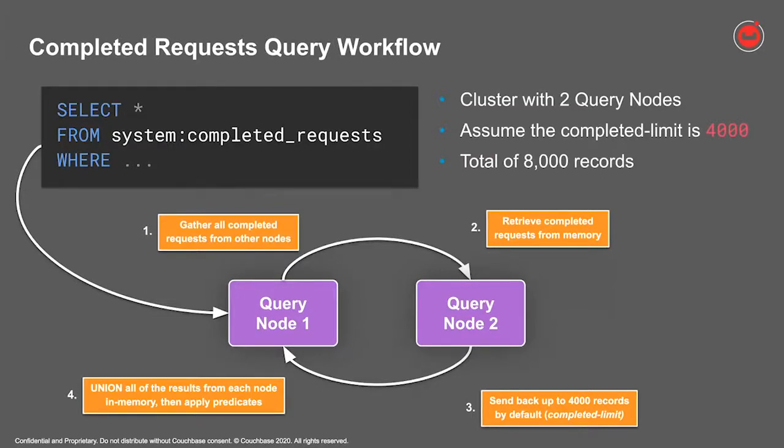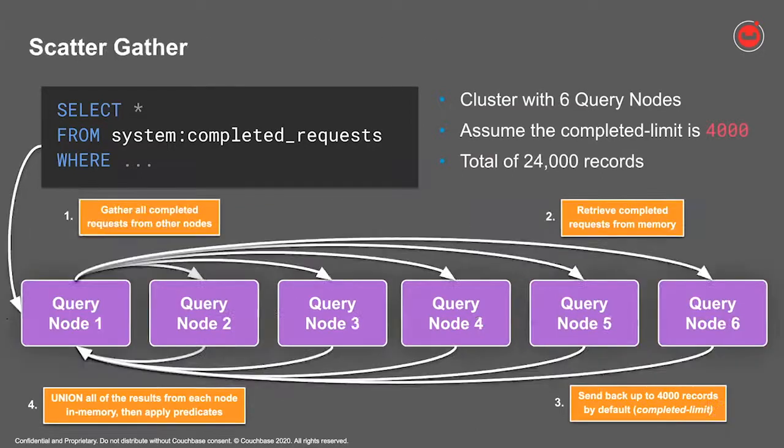And that might be somewhat fast with 2 nodes, but what if we had 6 nodes? Now query node 1 has to go to 5 additional query nodes, retrieving up to 20,000 additional records. This can be very resource intensive and time consuming as we continue to scale out, adding to the number of query nodes. So one option for you to consider here is to lower the completed limit value to stay around, let's say, 10,000 completed requests total across all of the query nodes in the cluster.